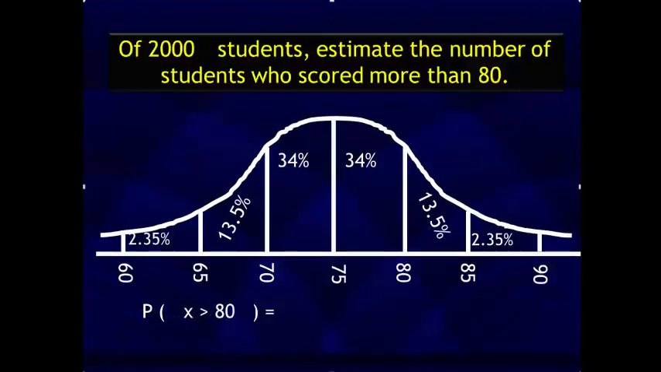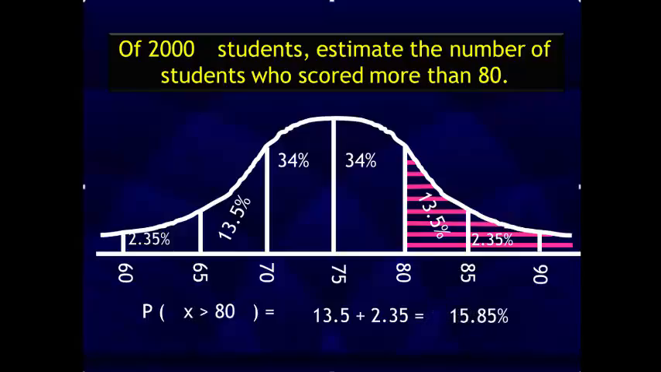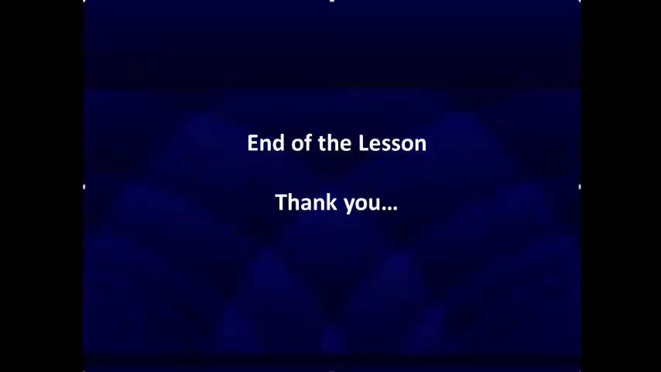What if we're going to estimate the number of students who scored more than 80? Here is 80. Above it is this area. Therefore, that is equal to 13.5 plus 2.35 equals 15.85%. To get the number of students, that should be multiplied by 2,000. That becomes now 317 students.